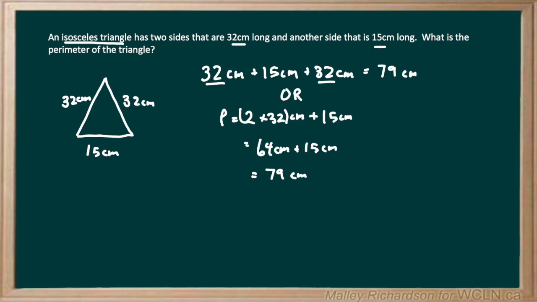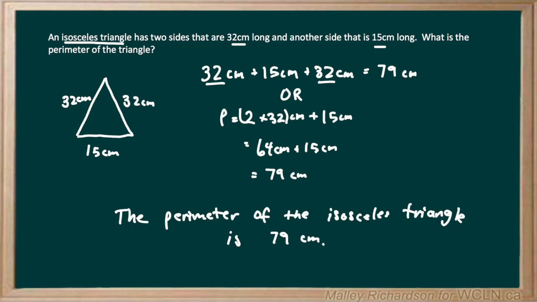Now we're going to move on to step 3 of answering our question in a sentence. The question asks for the perimeter of the triangle, so we'll write our answer like this, where the perimeter of the isosceles triangle is 79 centimeters. We included our units, and we also answered the question in the form of a sentence. It doesn't have to be this exact sentence, as long as you make sure to answer the question.